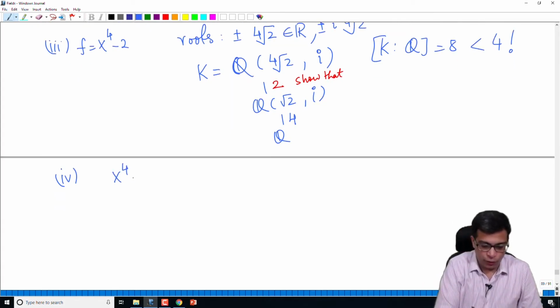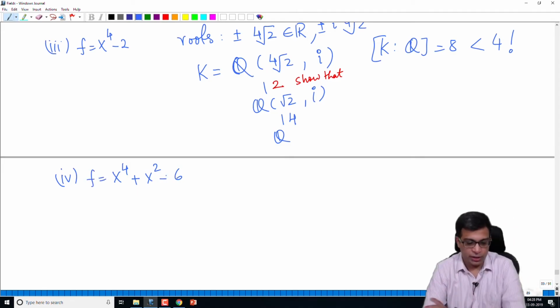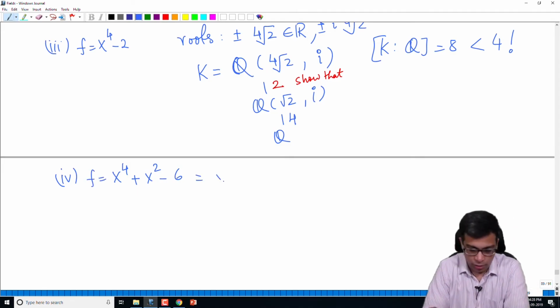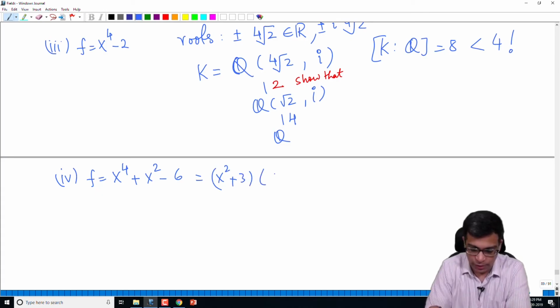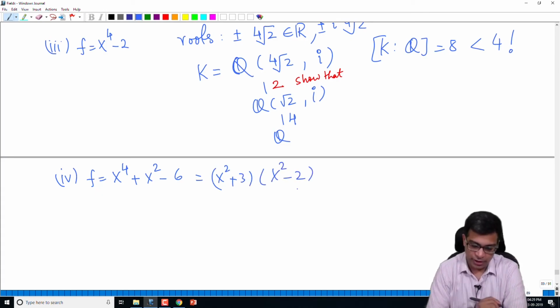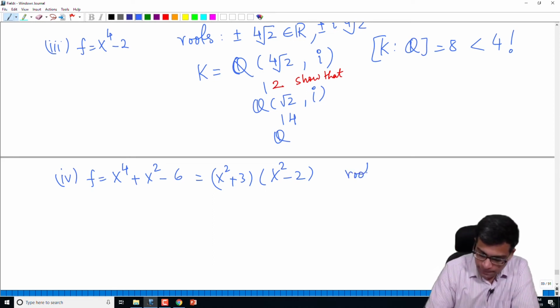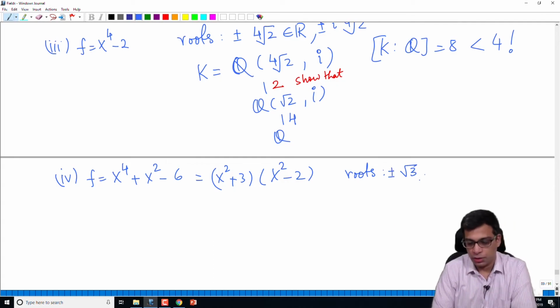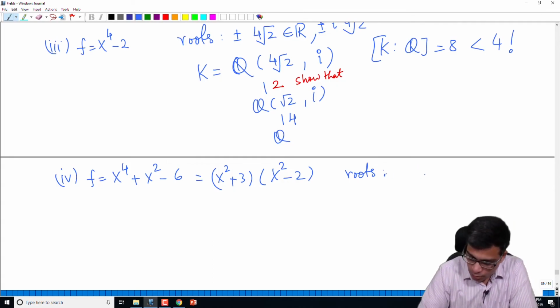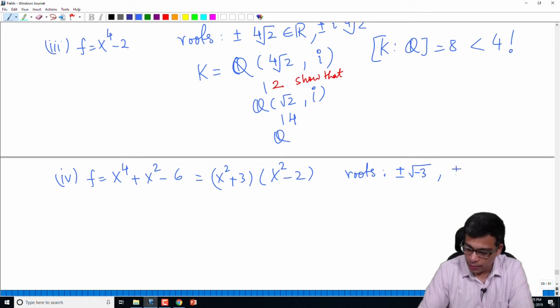What about x power 4 plus x squared minus 6? Okay. So here it's a degree 4 polynomial, but you can think about this: it actually splits as x squared plus 3 and x squared minus 2, right? Correct. So this is the factorization. So x squared equals minus 3, so the roots are plus minus root minus 3 and plus minus root 2. These are the 4 roots.